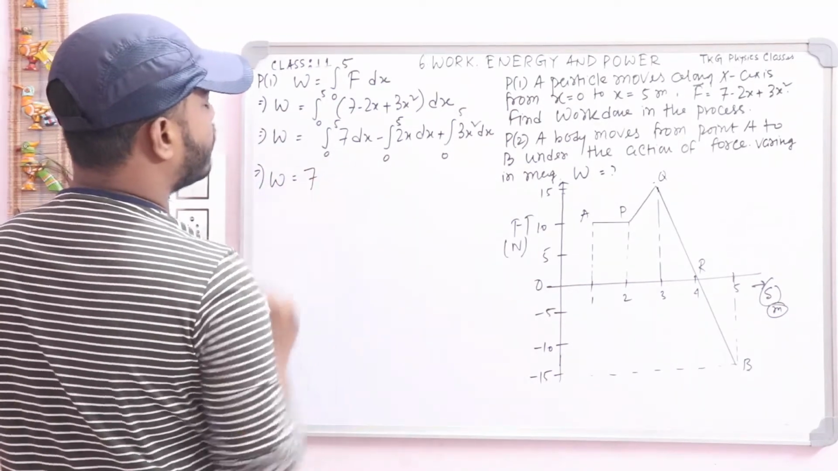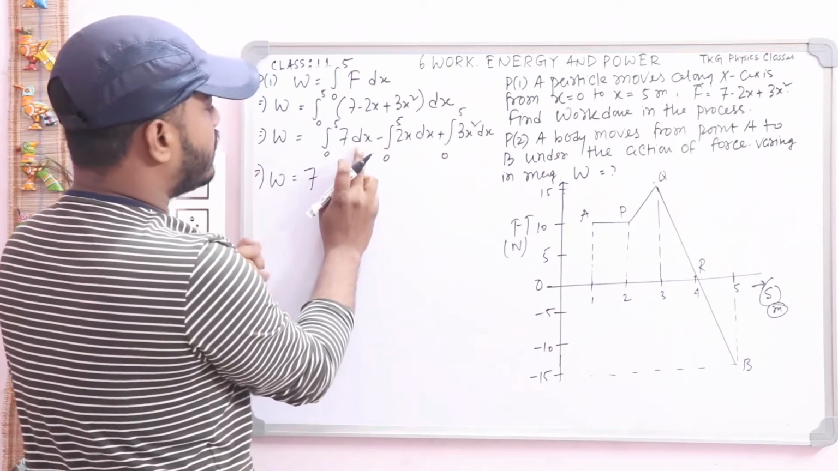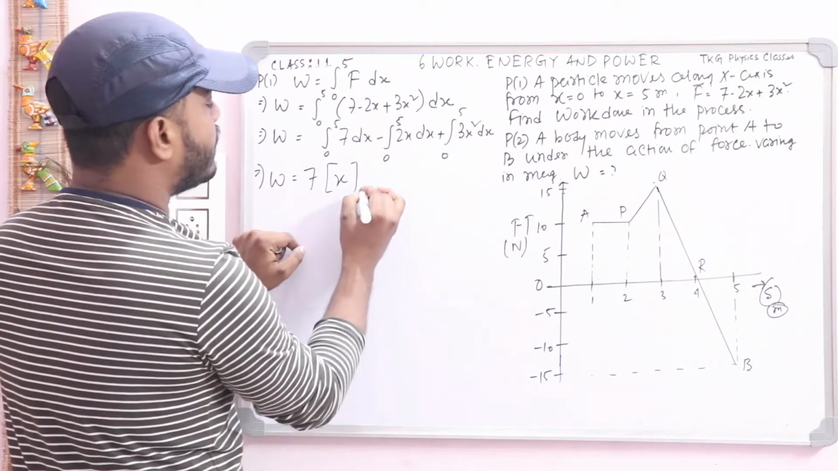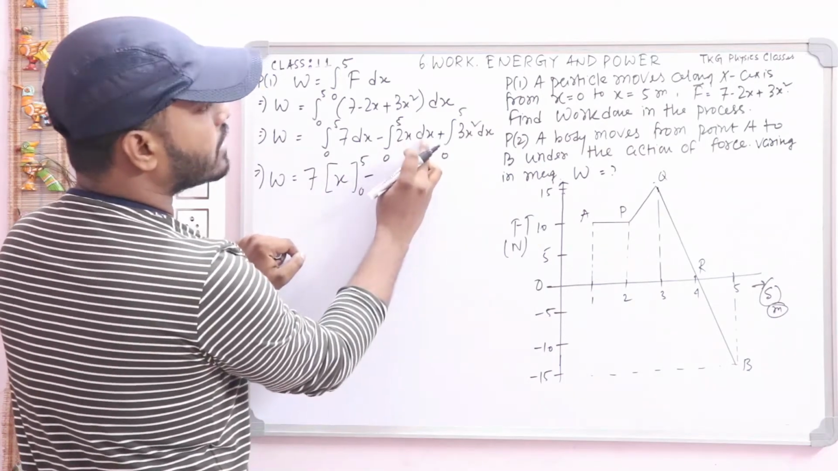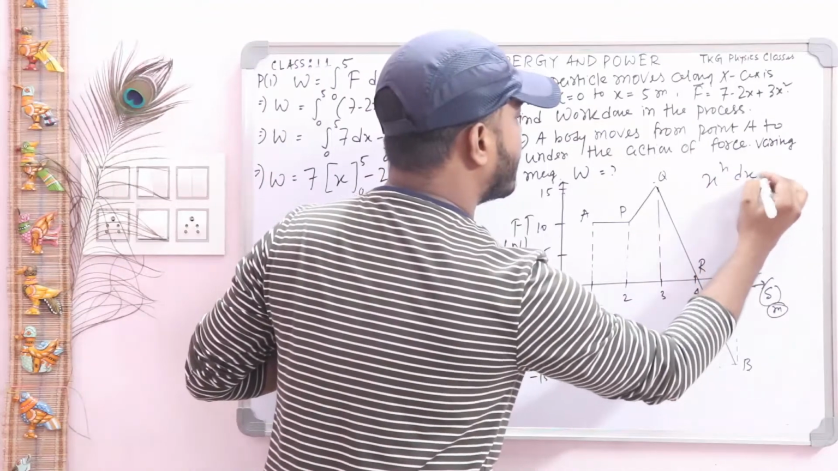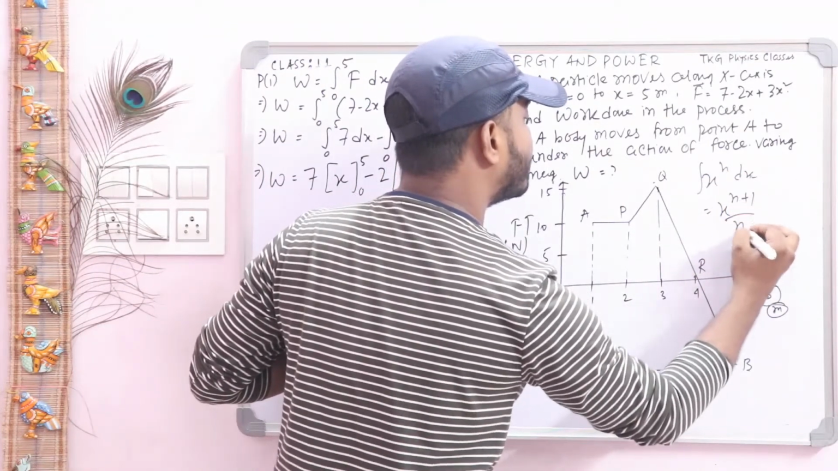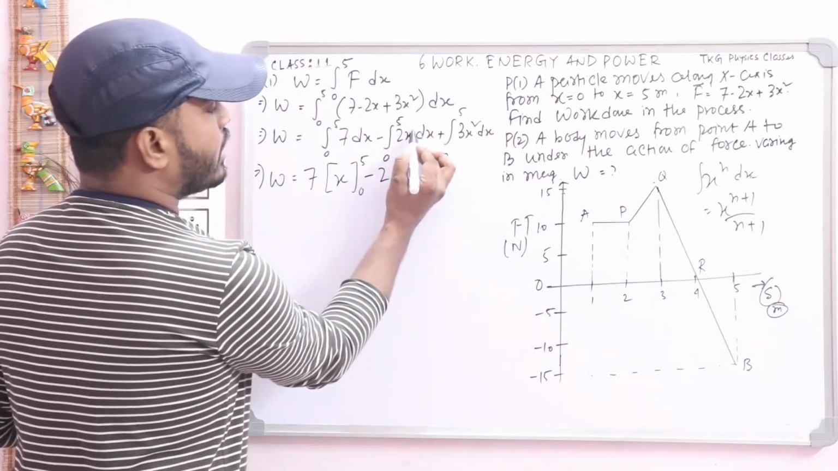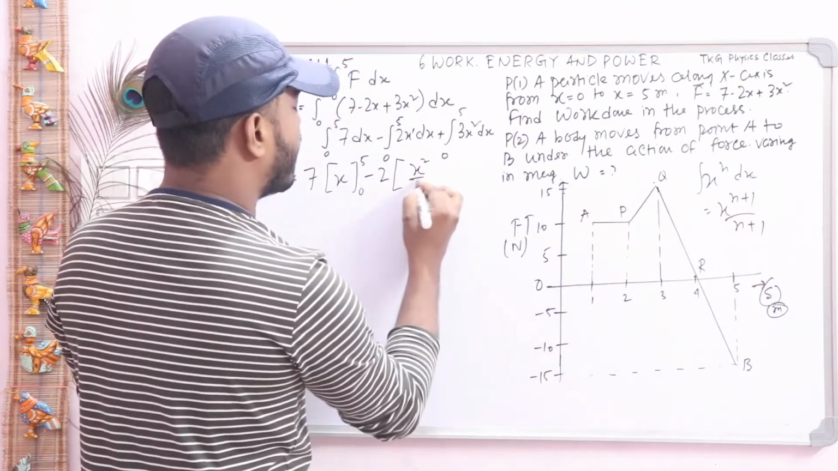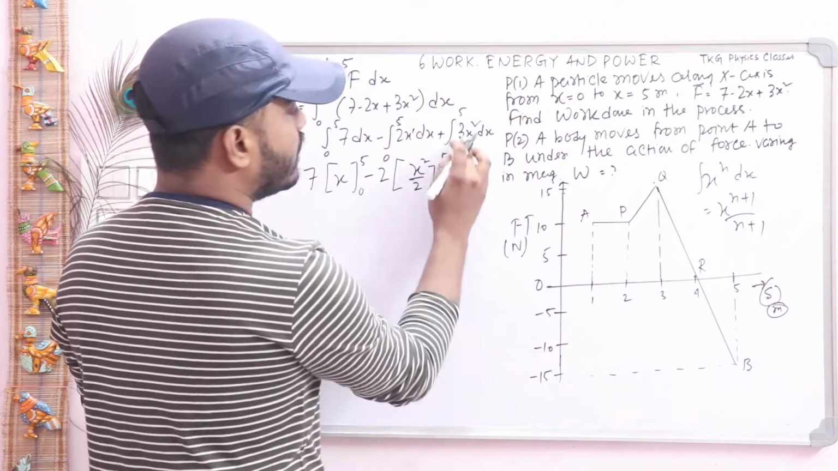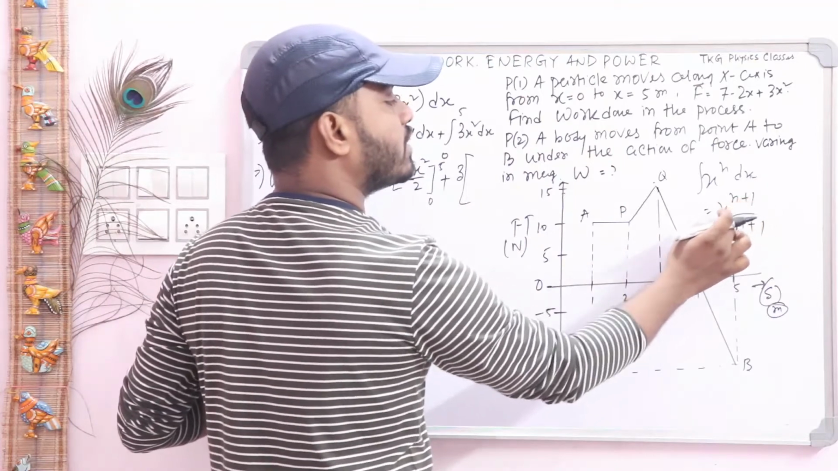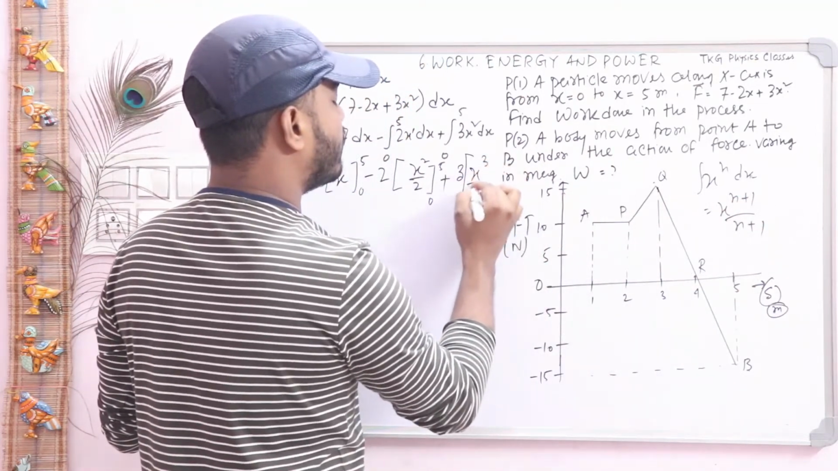Okay, now integrate it. 7 is constant, so 7 stays outside, and the integration of dx is x. Integration complete, so there is no integration symbol. Now the limit 0 to 5, minus 2x dx: here 2 is constant, so 2 will be outside, and x dx. You know the formula, the integration of x to the power n dx is x to the power n plus 1 divided by n plus 1. So here x dx, x power 1, will be x to the power 1 plus 1 divided by 1 plus 1, that is x square by 2, from 0 to 5. Plus 3 constant outside, and x square dx, power 2 plus 1, that is x cube divided by 3, with limit 0 to 5.